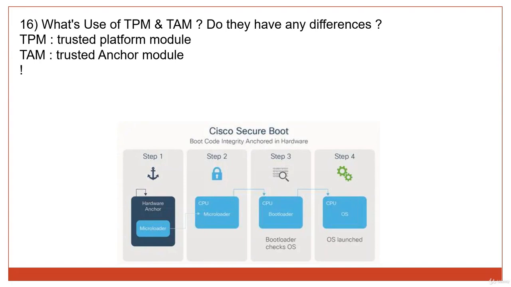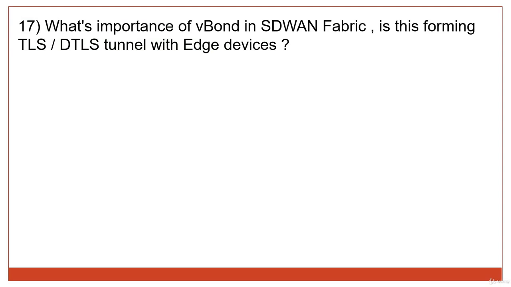And again, you can see what the difference is between TPM and TAM. Both have different types of programs, but overall, the goal is to protect the hardware. Question number 17: What's the importance of vBond in Cisco SD-WAN fabric? Is it forming TLS or is it using the TLS channel?